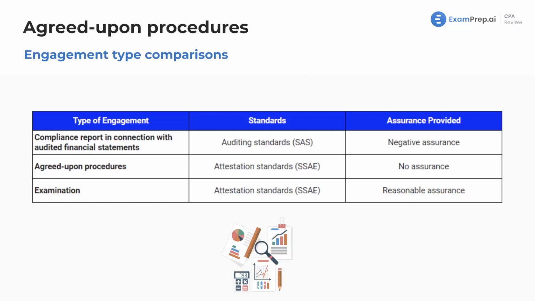As we do many times, we're going to compare the engagement types and see what we've got here. These are just ones that are more similar to each other. So we want to understand, and you always want to memorize, what level of assurance is provided in each type of engagement, as well as what standards it follows. We see here that the agreed upon procedures and examination types follow SSAE, whereas a compliance report is going to follow just our normal auditing standards.